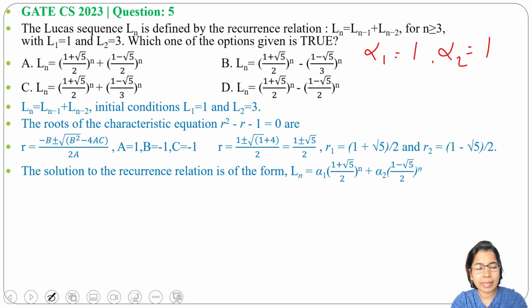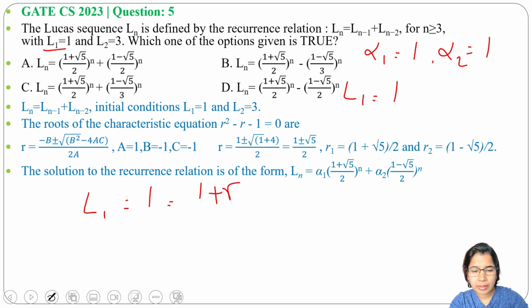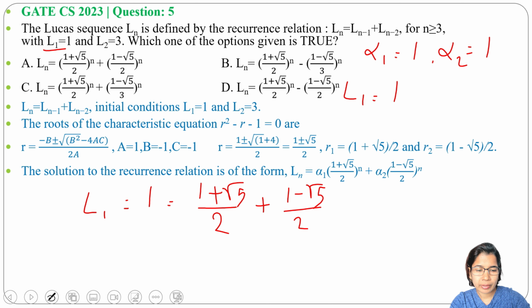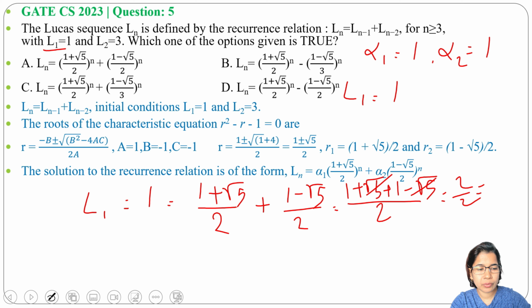Now I will check the initial condition. L(1) = 1. So in place of n, we'll write 1, right? And α1 is 1, α2 is 1. So L(1) = ((1 + √5)/2)^1 + ((1 - √5)/2)^1. Now simplify it. It is (1 + √5 + 1 - √5)/2. So plus √5 and minus √5 will be cancelled. 2 divided by 2 is 1. So yes, when α1 = 1 and α2 = 1, L(1) = 1.